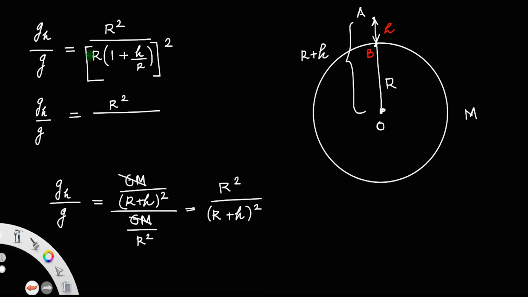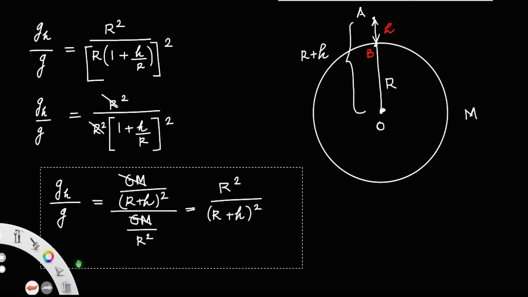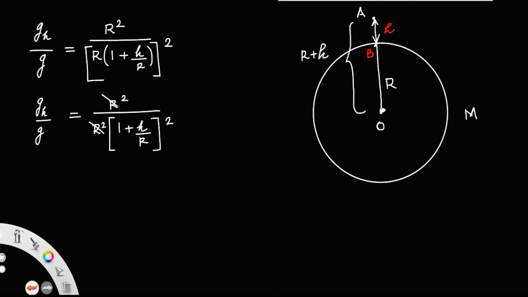Now this is gh by g is equal to r square. You have to square both these terms. So this is equal to r square into 1 plus h by r whole square. Cancel this r square and this r square, and this will come to the numerator. This term on the denominator, we can take that to the numerator. Gh by g is equal to 1 plus h by r, and this 2 becomes minus 2.